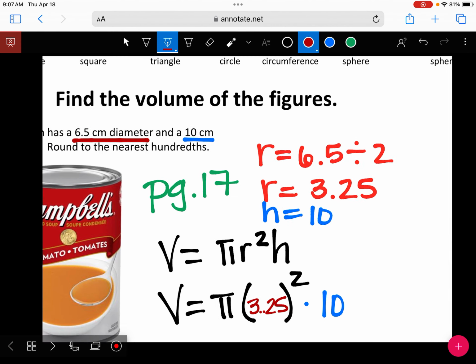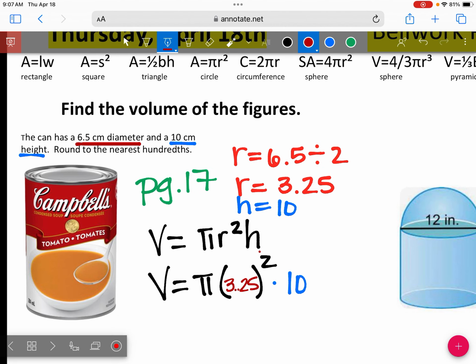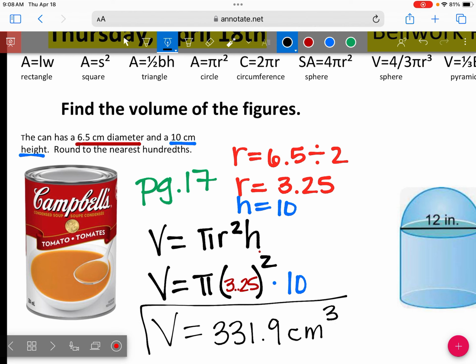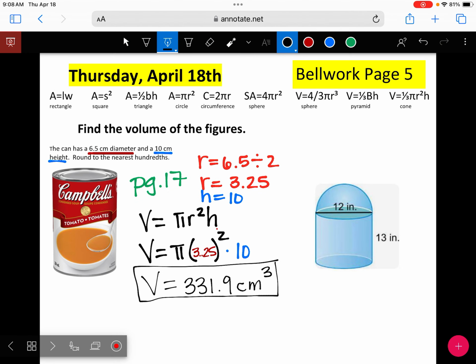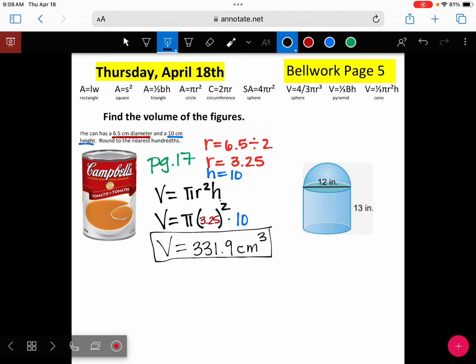All right, what did you all get for your answer? Cortez, what you get? 331.9. Anybody else get something close to that? All right, good. And it would be centimeters cubed. All right, now let's look at our second shape.